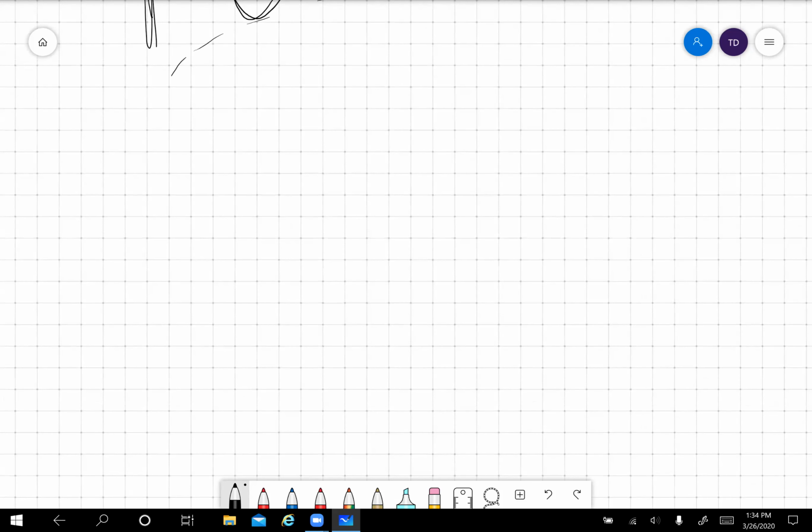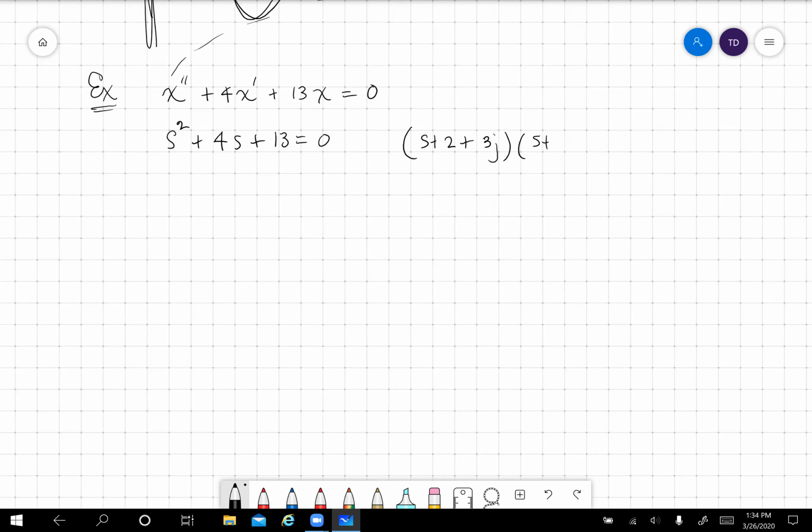Questions on any of that? Let's do an example. In this example, x double prime plus 4x prime plus 13x is equal to 0. So s squared plus 4s plus 13 equals 0. If you can factor, factor. (s plus 2 plus 3j)(s plus 2 minus 3j) equals 0.